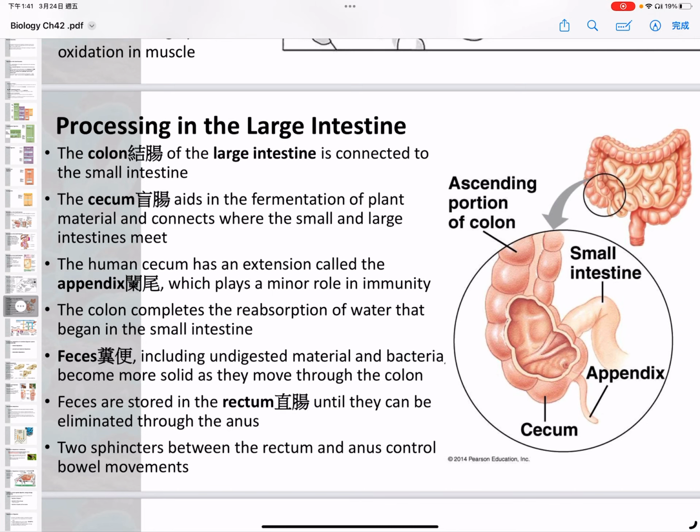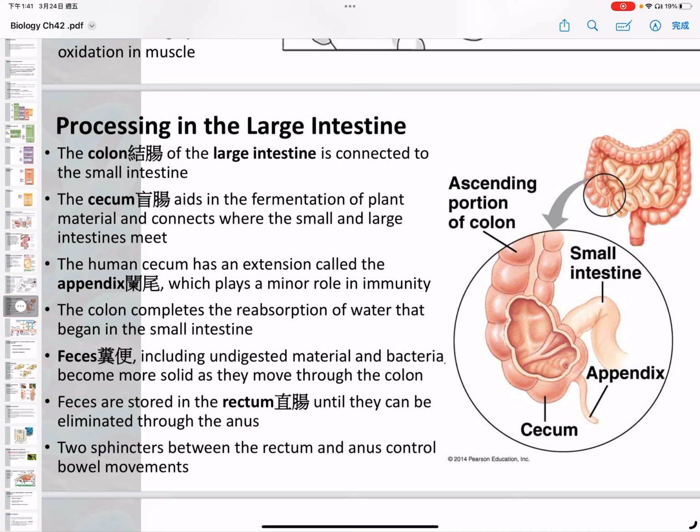In this part, I'm going to talk about the processing in the large intestine. There are 5 things I'm going to talk about. So first is the colon, 结肠. It is connected to the small intestine, and it reabsorbs the water that we need. Actually, the reabsorption of water started in our small intestine, and it just continued in the colon.